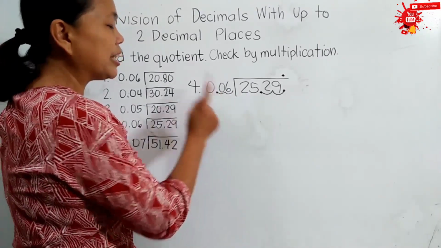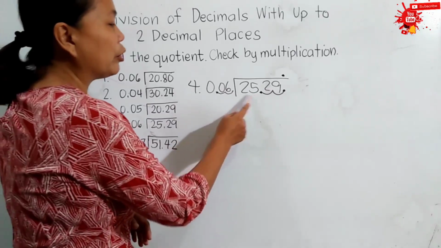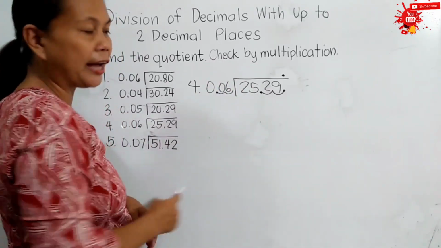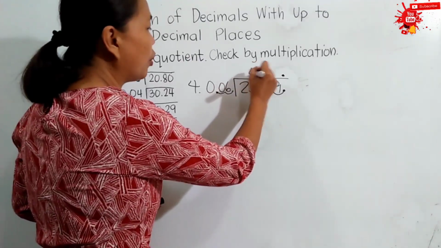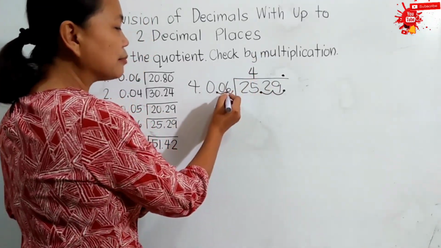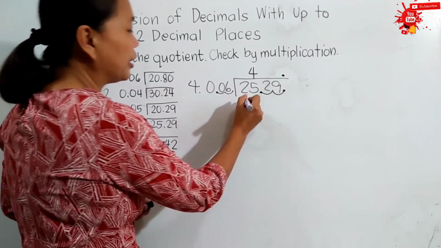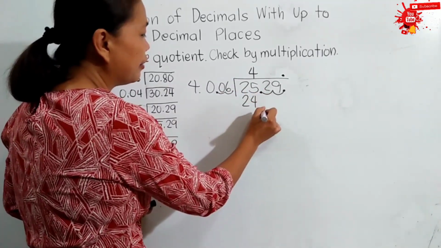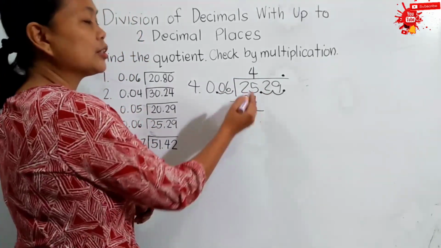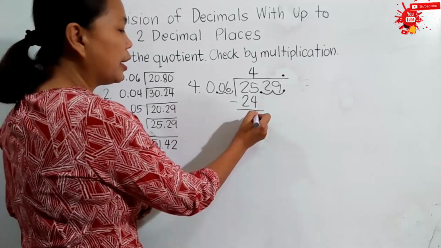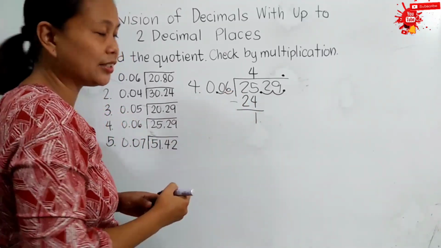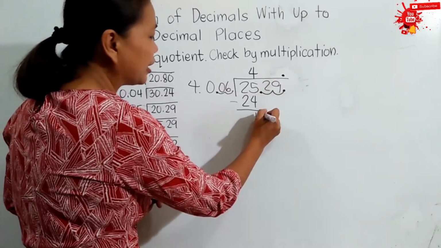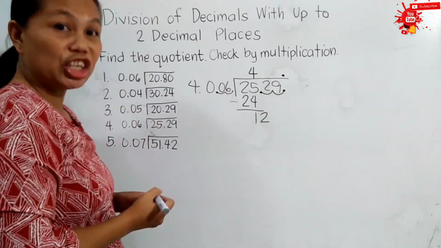So, 2 divided by 6, so hindi pwede. Kaya gagawin ulit natin 25. So, 25 divided by 6, so we have 4. And 4 times 6, so multiplication naman, we have 24. Then subtract. So, 5 minus 4, 1. And then 2 minus 2, 0. So, no need to write 0. Then, bring down natin yung susunod na digit.